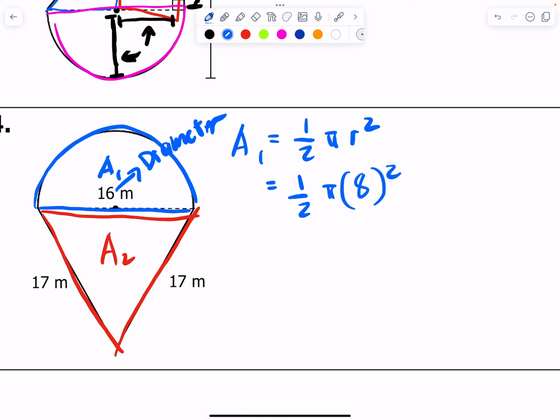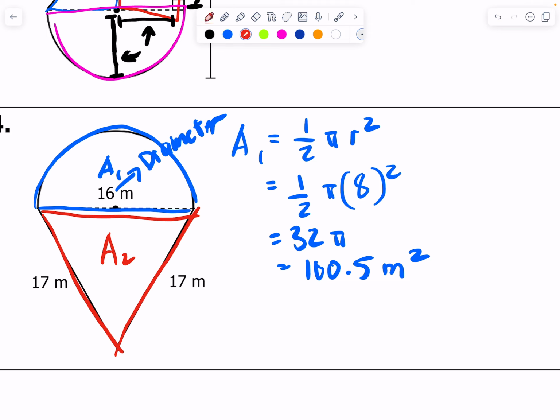Okay, using the calculator, I have 8 squared is 64, divided by 2 is 32. So 32 times pi gives me 100.5 meters squared. Right, that's the blue one.